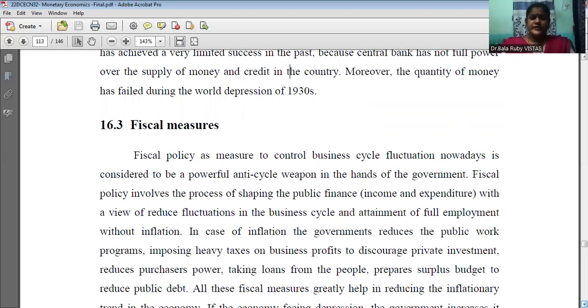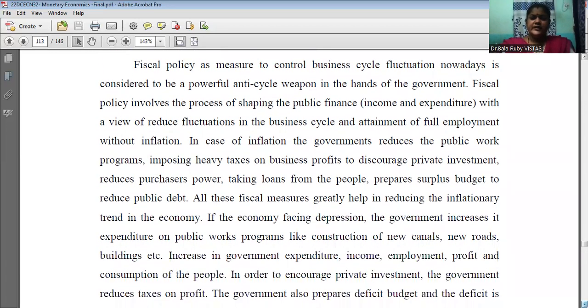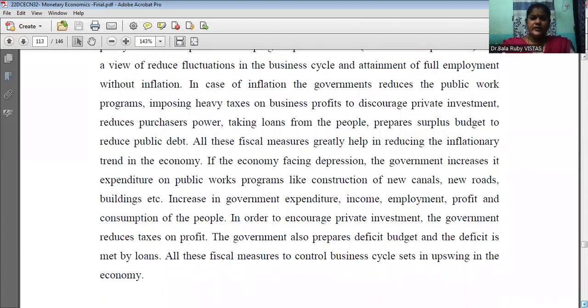In case of inflation, the government reduces the public works program, imposes heavy taxes on business profits to discourage private investment, reduces purchasing power by taking loans from the people, and prepares a surplus budget to reduce the public debt. All these fiscal measures greatly help in reducing the inflationary trend in the economy.